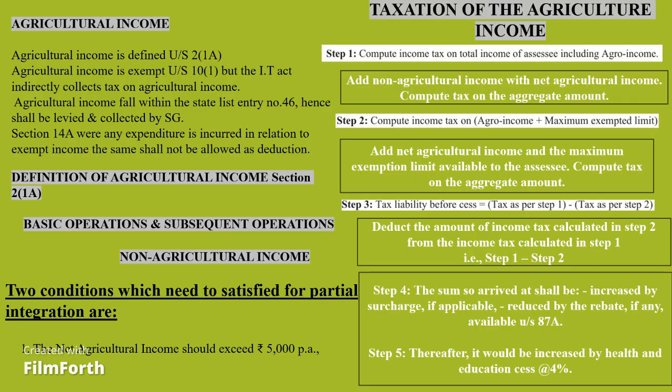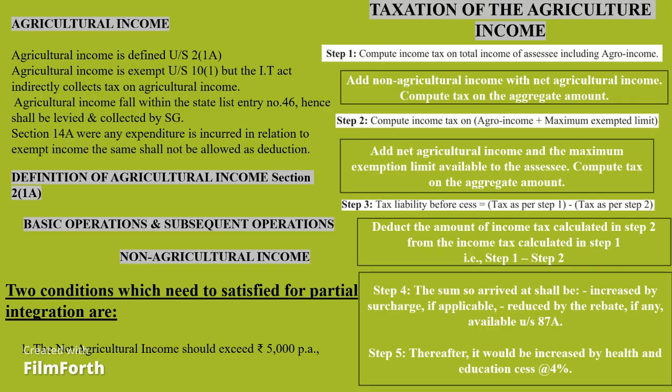If such person has exercised the option to shift out of the default tax regime, then the basic exemption limit would be Rs. 5,000,000, Rs. 3,000,000, Rs. 2,50,000, as the case may be. Only if non-agricultural income exceeds this limit, partial integration would be required.